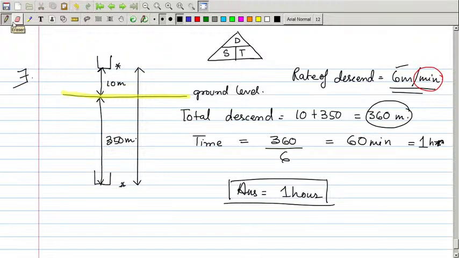Okay, so what is the total vertical distance traveled? 10 meters above the ground plus 350 meters below the ground. So the total descent is equal to 10 plus 350, 360 meters. And what is the rate of descent? It means the speed of descent is 6 meters per minute. So this is a time, distance and speed problem. So speed is equal to distance by time, therefore time is equal to distance by speed. So time will be equal to distance, 360, divided by speed, 6. And since in the speed the unit of time is minutes, my answer will also be in minutes.